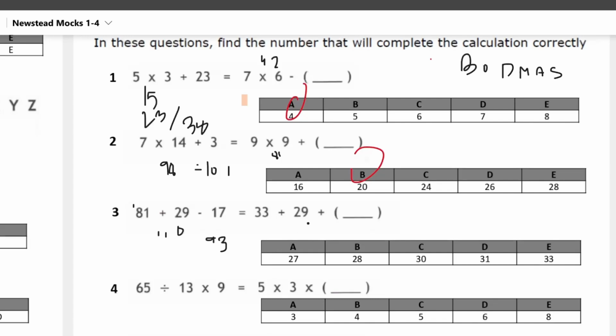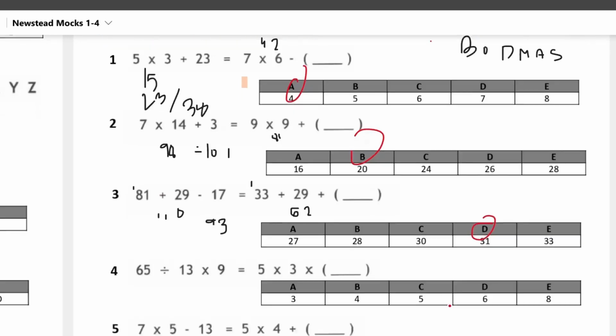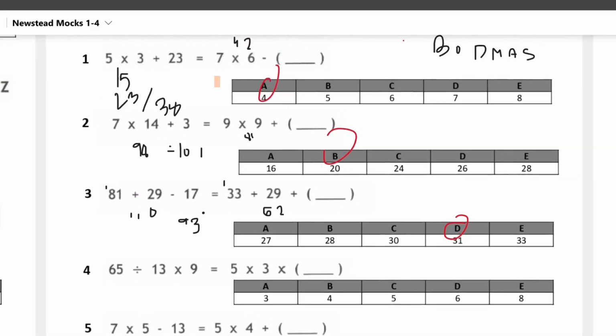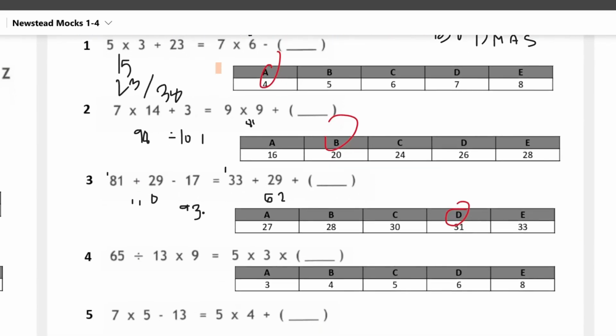33 plus 29, that's 12, and then 3, add 1 is 4, add 2, that's 62. 62 plus 31 is going to be the same. Next question, we have 65 divided by 13. We do division first. Division is going to be 5. So then we have 5 times 3 is 15. Multiply that by 3 and we get the same.